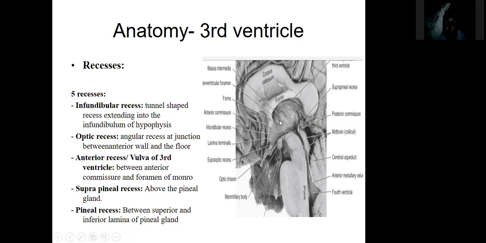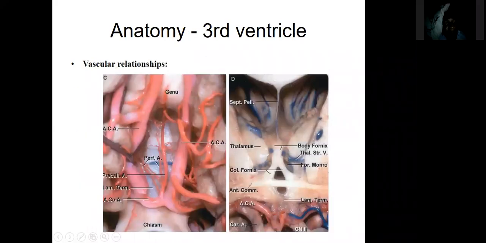We have the suprapineal recess just above the pineal gland here. Here's our pineal gland. We have the suprapineal recess. And then we have the pineal recess, which is found just anterior to the pineal gland, between the superior and the inferior lamina of the pineal gland. So just anterior to the pineal gland here, we have the pineal recess. So here again, we have the vascular relationships as we described, with the arterial and the venous vascular relationships.